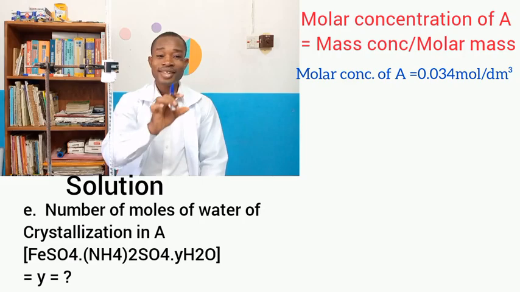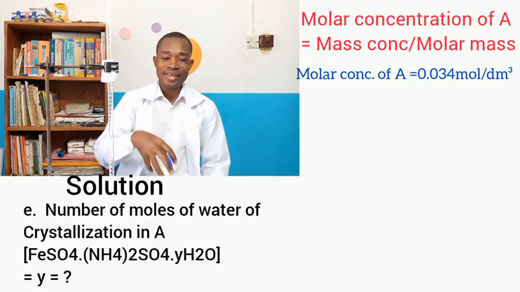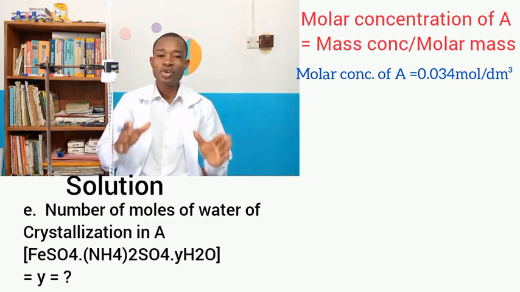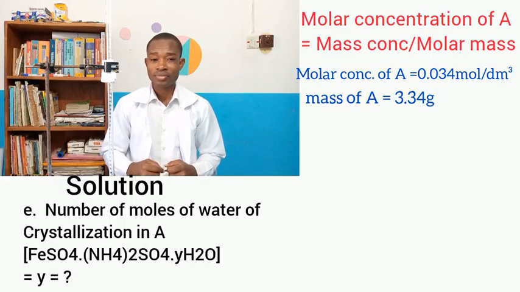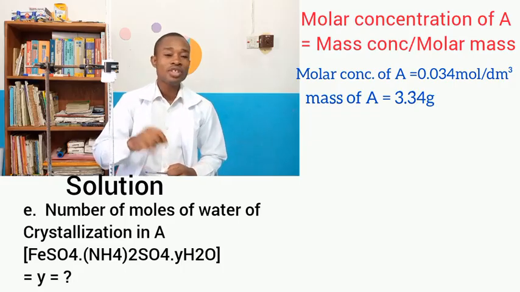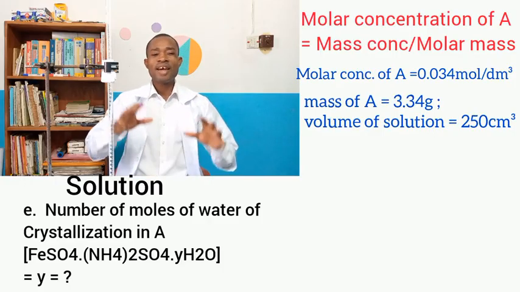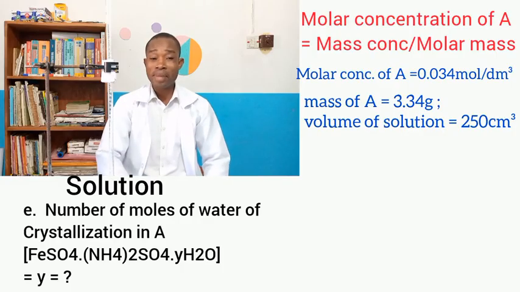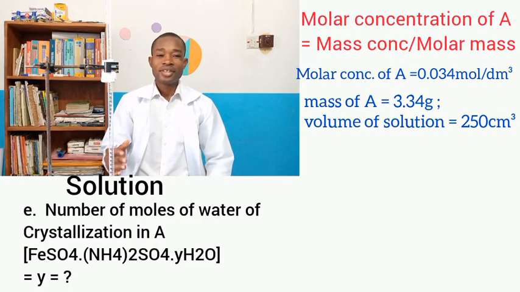Did you take note that in the instruction we were told that the mass of A, which was dissolved in a given volume of solution, was 3.34 grams? This 3.34 grams of A was dissolved in 250 cm³ of solution. Now from that information we can calculate the mass concentration of solution A. And how do we do that?